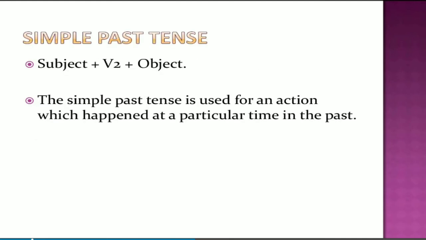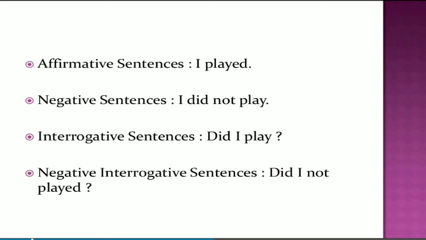Then is the simple past. So it is a past tense. Present is over, now it's past. Subject plus V2 plus object. It is used for an action which happened at a particular time in the past. For example, I went to Mumbai yesterday. So I am speaking about some action that happened yesterday. I went to school the previous day. My father brought apples yesterday. So there is some action that has happened in the past. It is expressed in the simple past.